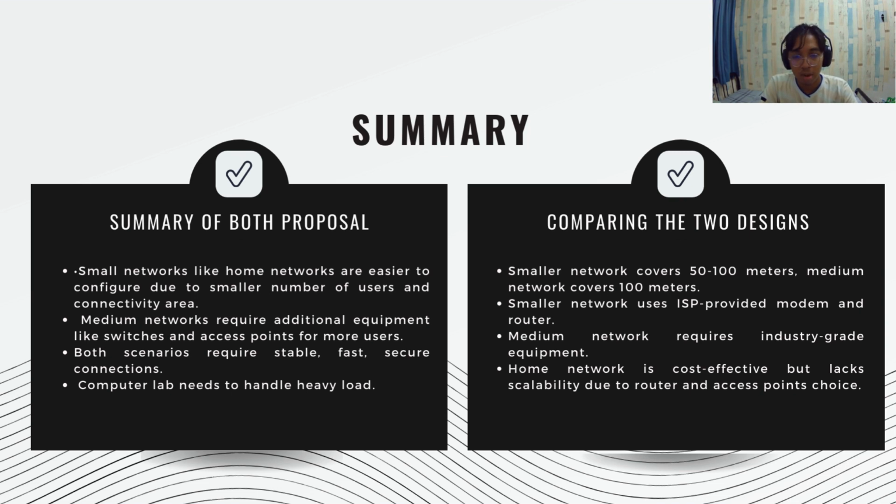Both scenario require stable wired and wireless connection, but the computer lab need to ensure that it can handle heavy load while a small network are not designed for many users. Okay, the two network design are compared based on their coverage area, equipment needed, and cost planning. A small network area can cover 50 until 100 meter, while a medium network cover 100 meter. Okay. The smaller network can use an ISP provided modem and a router, while the medium network require industry graded equipment.